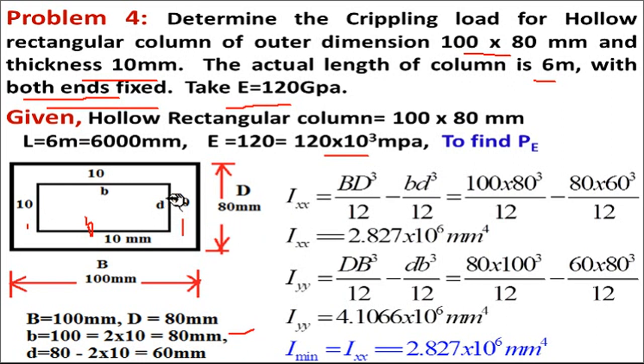And similarly, the small depth will be from capital D. You have to deduct this 10, this 10. You will get 60 mm as the small depth. So this depth will be 60 mm and this width will be 80 mm. Now initially you have to calculate the moment of inertia about the x-axis and y-y axis. So it is a rectangular section, hollow rectangular. For a rectangular section we are using the formula BD cube by 12.